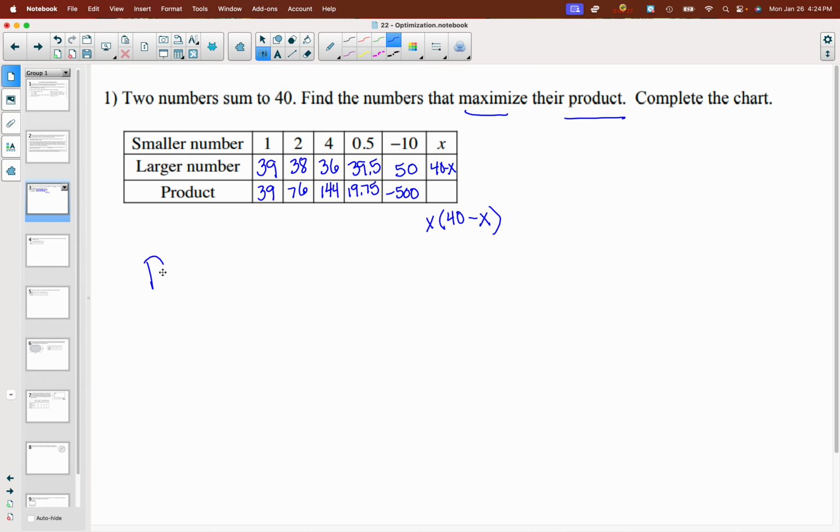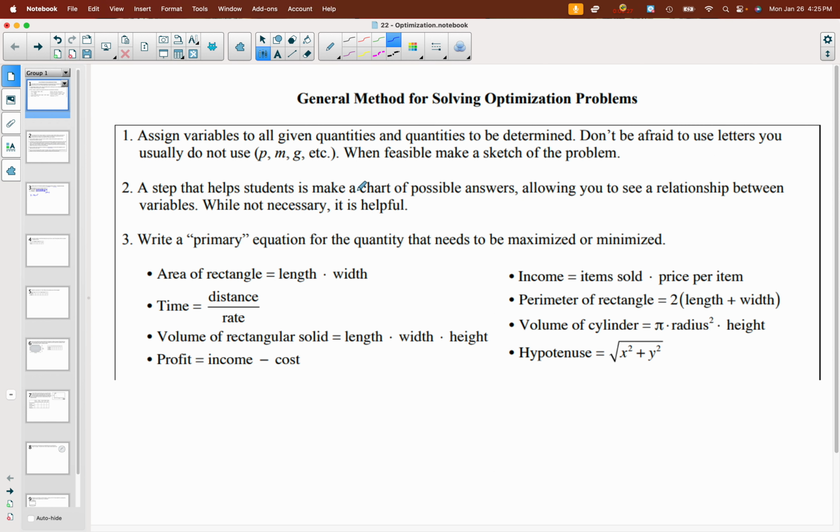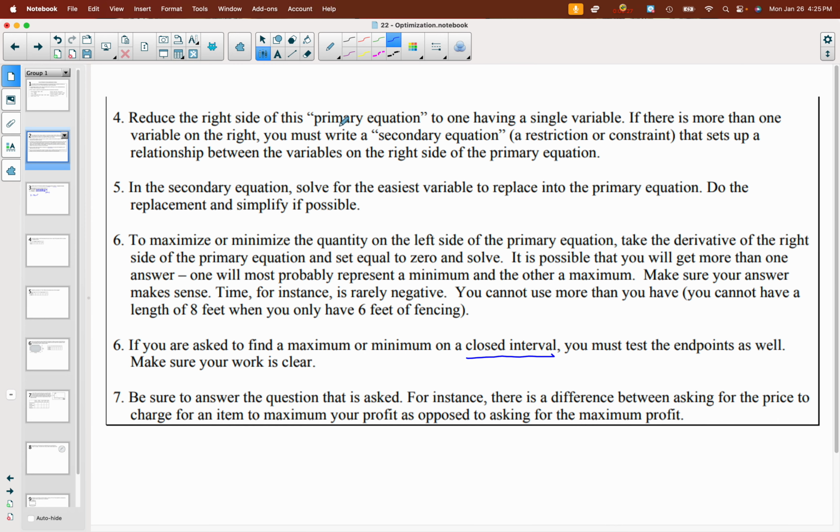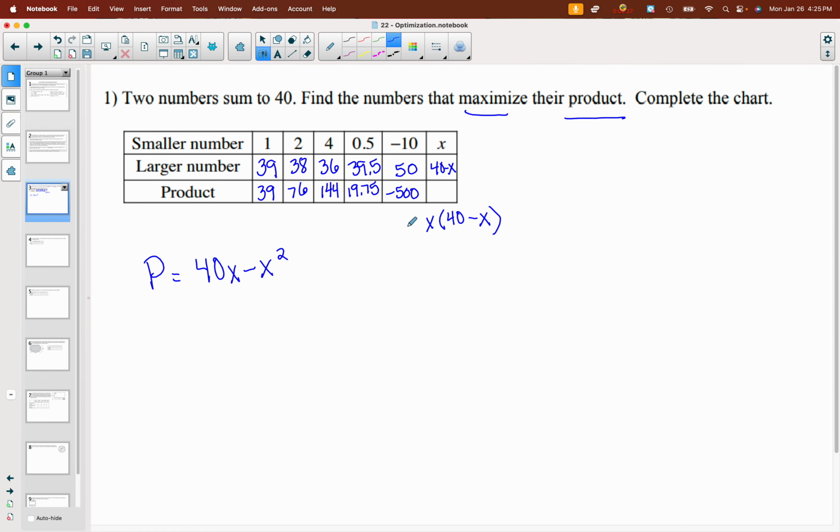So I'm going to write that out. P equals, if I distribute the x, we have 40x minus x squared. Again, the whole purpose for the chart is to lead you to your equation. You might not need the chart. Maybe you can read the problem and come up with the equation that you are trying to maximize. So how do we maximize? And again, I think you have this information in there. We already have our equation. We're going to take the derivative and set it equal to 0. So that is our plan.